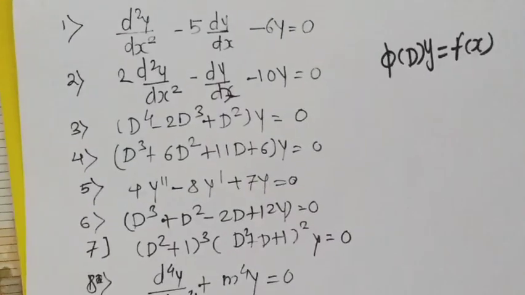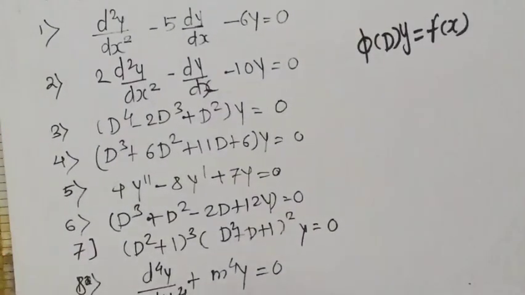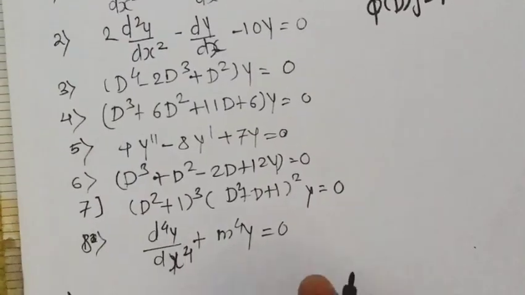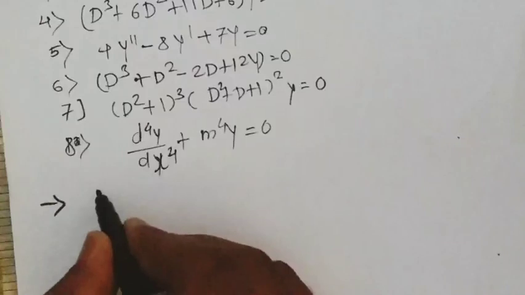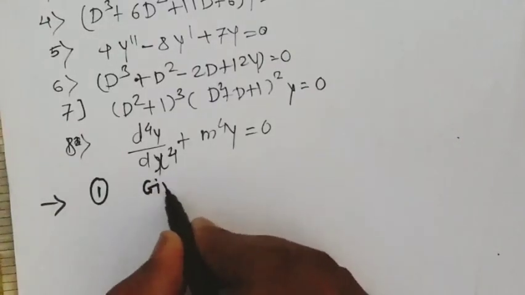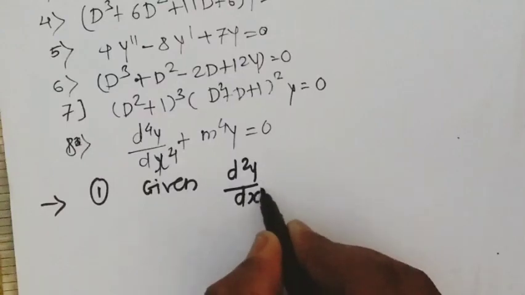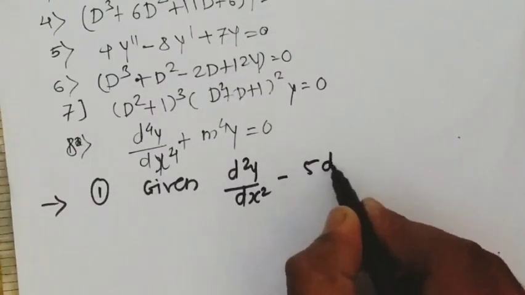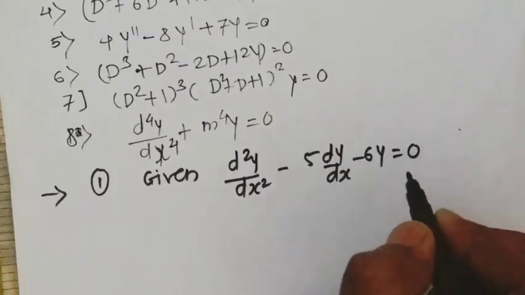I will solve the very first example. It is d2y by dx square minus 5 times dy by dx minus 6y equal to 0. Whenever the derivative in the differential equation is in the form of d by dx, we substitute.